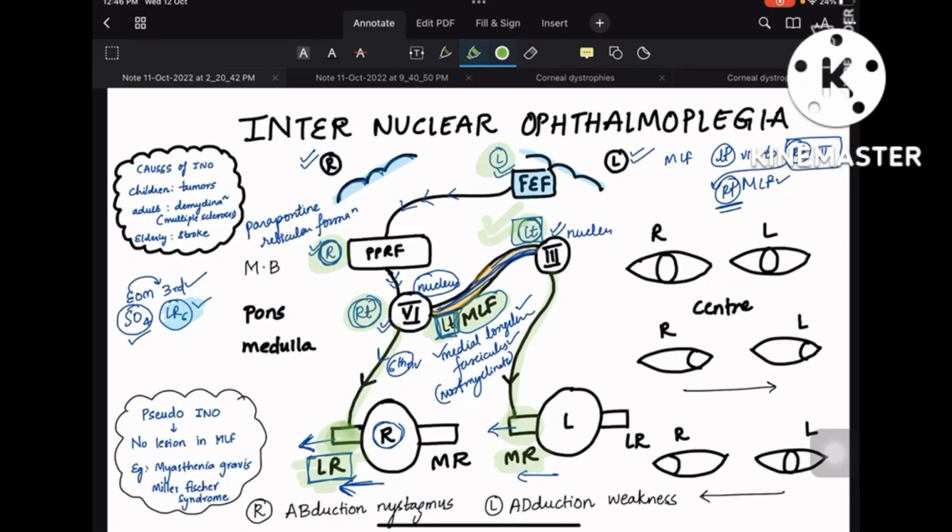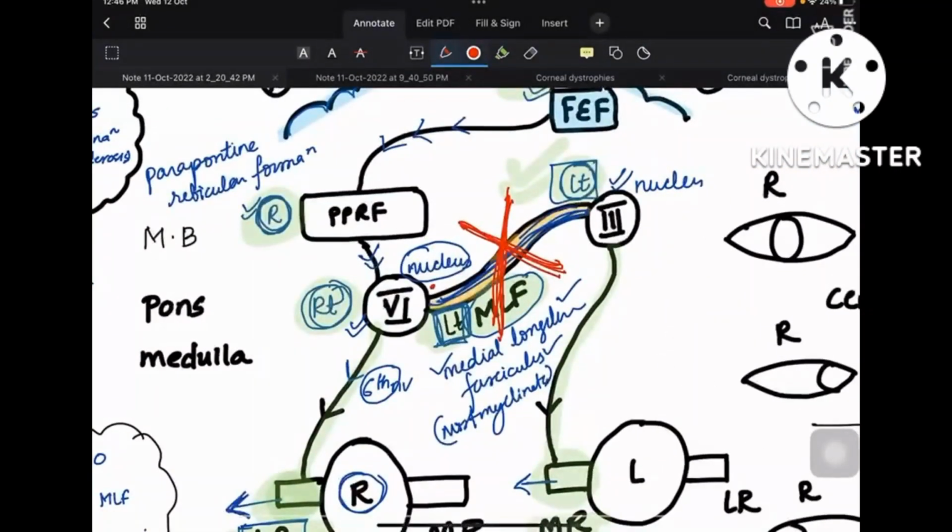Now let us suppose that there is a problem in the MLF zone. So let us suppose this MLF function is lost. Some damage has occurred in the medial longitudinal fasciculus. So now you try to analyze yourself, like what happens. The pathway till here is safe, right? Till the sixth nucleus it is safe only. But from the sixth nucleus, the impulses that are needed to be carried to the third nucleus are hindered. And so the third nucleus sending impulses to MR is also hindered.